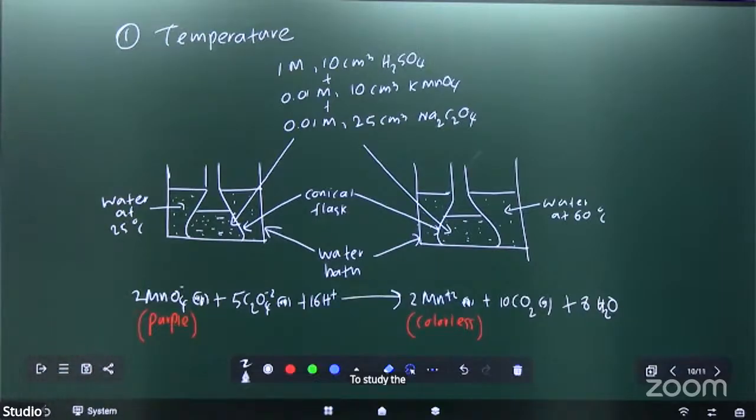Write down the topic, temperature, and under that write: to study the temperature effect for the rate of reaction, the following experimental setup can be used. Draw this setup.